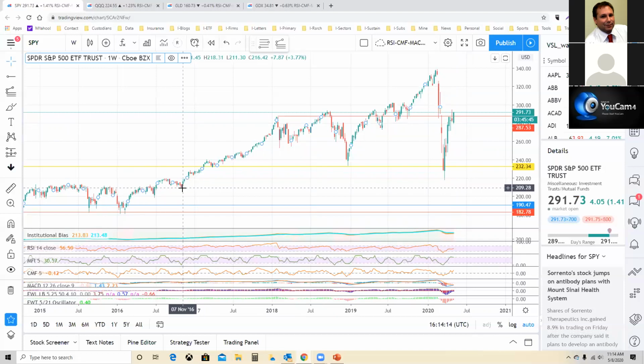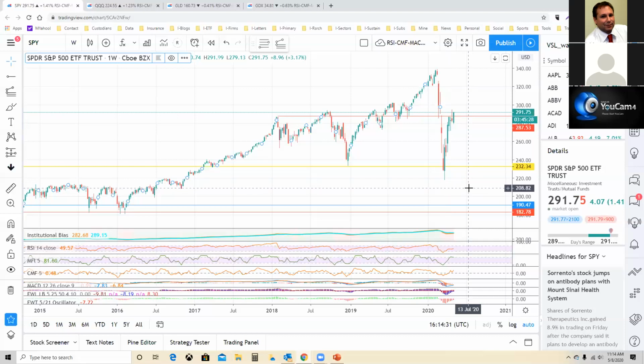I just keep looking at this level here. Right around 200 on the S&P, I think, is pretty likely. I really do. I really think that's pretty likely. I think we probably see a 30% correction from here.